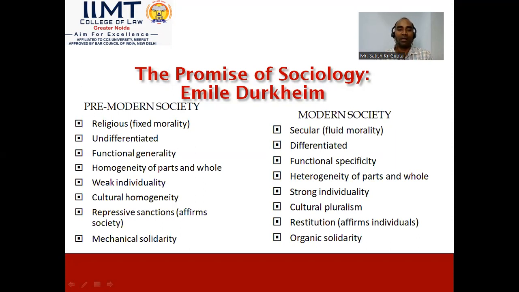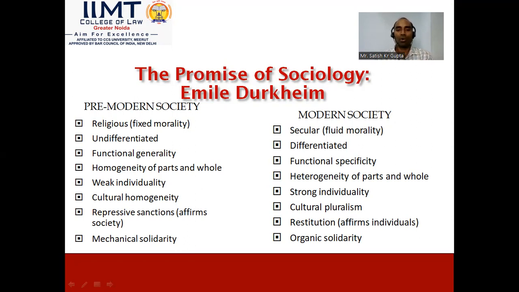Functional generality in pre-modern society, but in modern society, functional specificity. That means in pre-modern society, functional generality means all the people do all the same things as general behavior. But in modern society, people have specialization, and all the people have unique characteristics with their specialization.